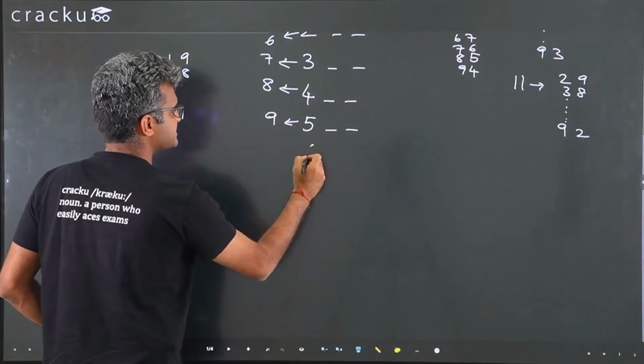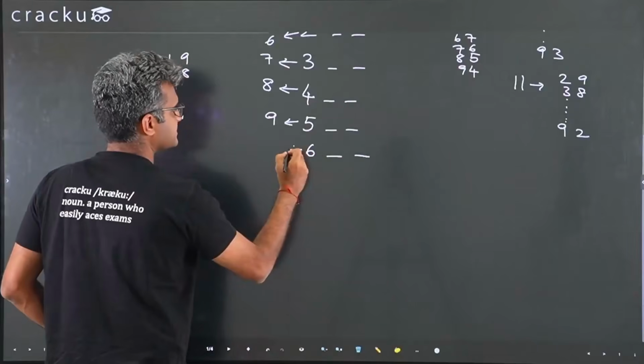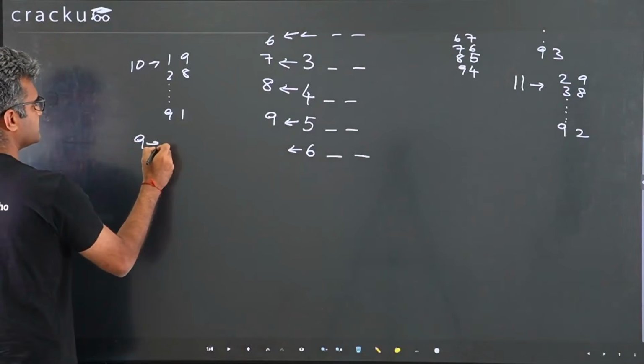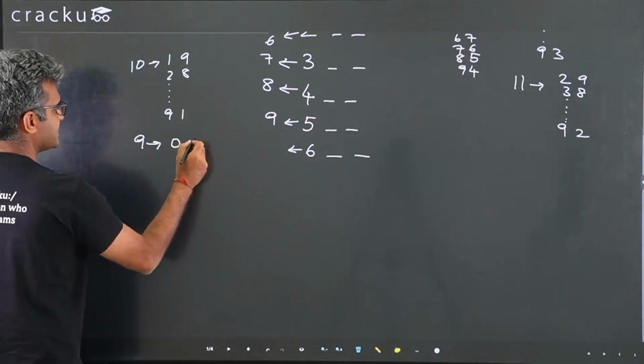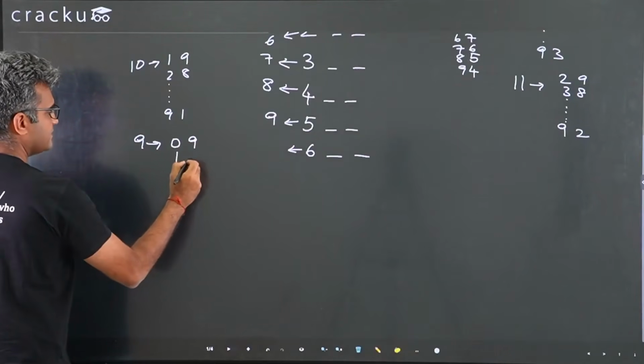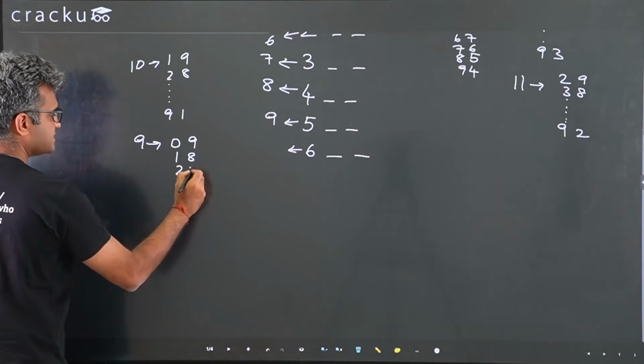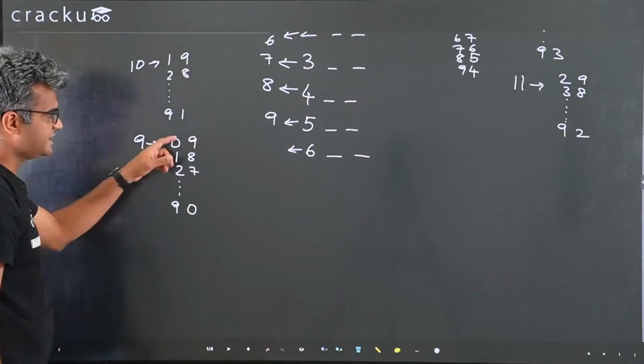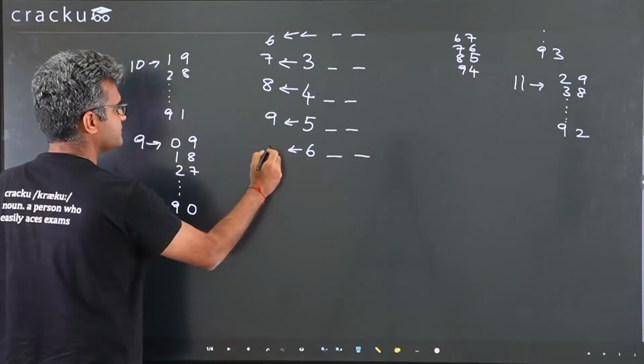Suppose the first digit is 6. The sum of the remaining 2 has to be equal to 9. So it is either 0 plus 9 or 1 plus 8 or 2 plus 7 or and so on, up to 9 plus 0. Here there are 10 cases which are possible.